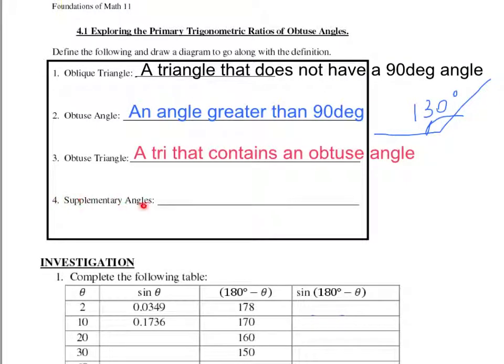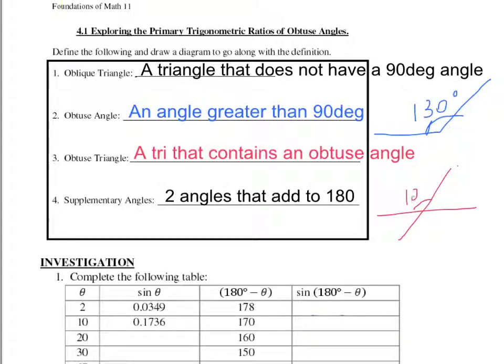And lastly, what are supplementary angles? Well, we discussed this in the previous section. Supplementary angles are two angles that add to 180. So we know that a straight line is 180 degrees, and if we cut it with a transversal, this side right here, if it's 120, then we know that this side over here has to be 60 degrees. And these two angles here are supplementary.